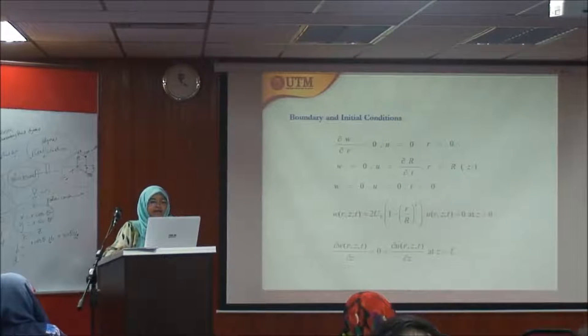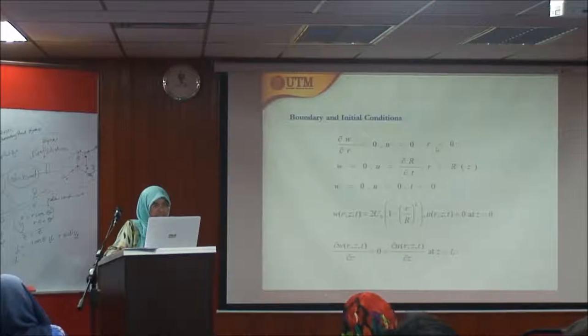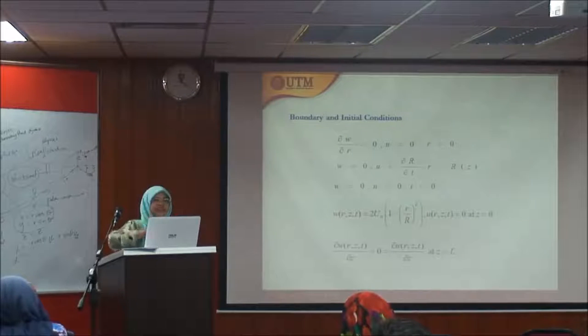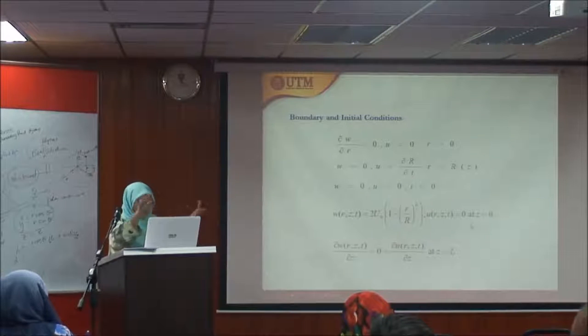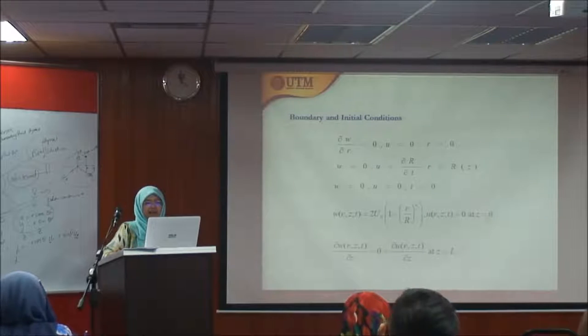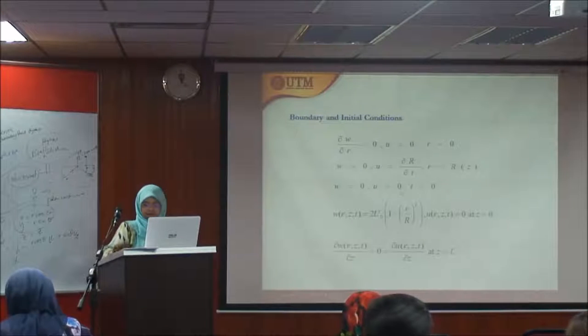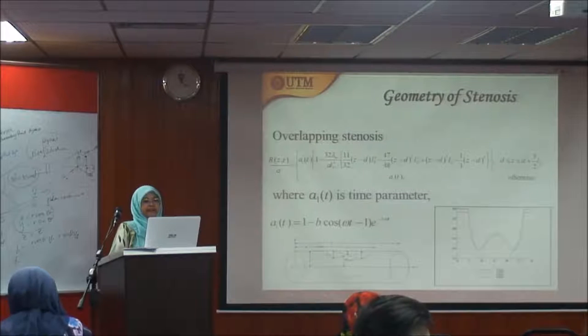For example, like this one, we have U0, del W over del R equals 0, at R equals 0. We always put the conditions at the origin, and also R equals RZ. What is this RZ? That's the geometry of the vessel. So it can be, like just now, the Y bifurcation, the T bifurcation, and so on. And Z is the length of the tube. So we need to specify at Z equals 0 and at Z equals L. This one we have some physical considerations for. And okay, this is the R.